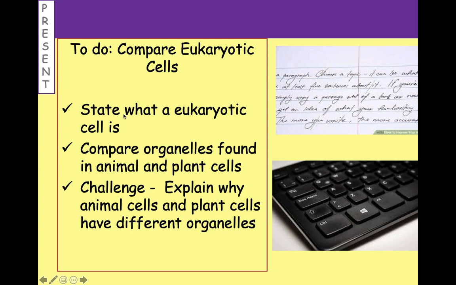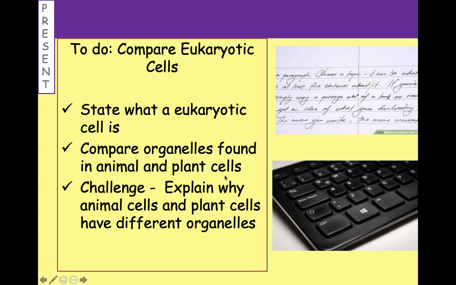Start your work by saying what a eukaryotic cell is. So state what a eukaryotic cell is. A eukaryotic cell is one that... It contains the organelles... whereas animal cells only have these organelles, but plant cells have these and those organelles. The challenge is to explain why animal cells and plant cells have different organelles.